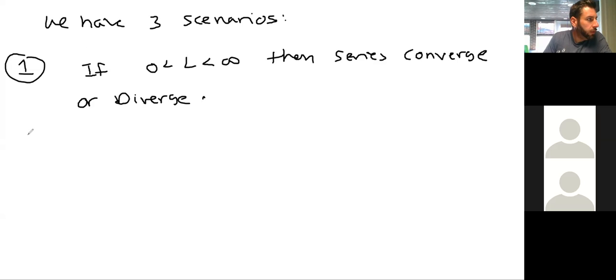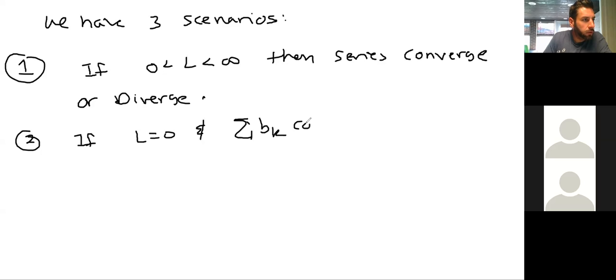All right, so then the other scenario: if L is 0 and the b sub k series converges, then the a sub k series converges.